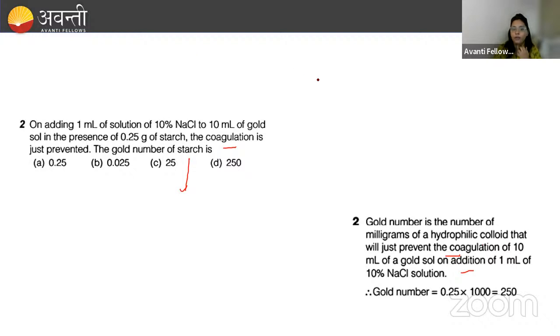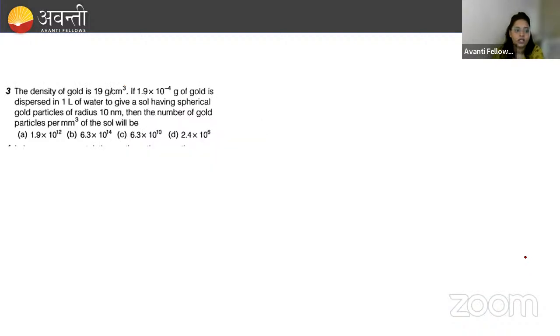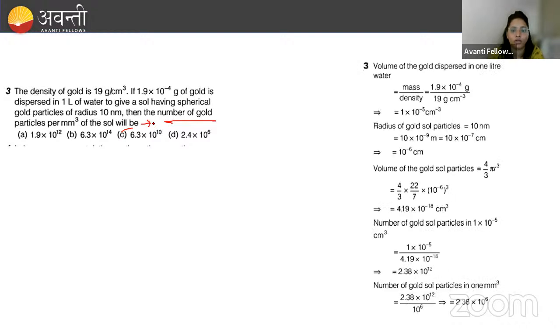Okay, so how much will the gold number be here? NaCl 10% is given, and the grams of our solution are how much, 0.25. So just multiply the number of grams of a given starch by percent of NaCl, you are going to get 250. Okay, the density of gold for a given is what, the number of gold particles present in the given sol. So here again the question of sol is given, and we have to find it from the gold number.